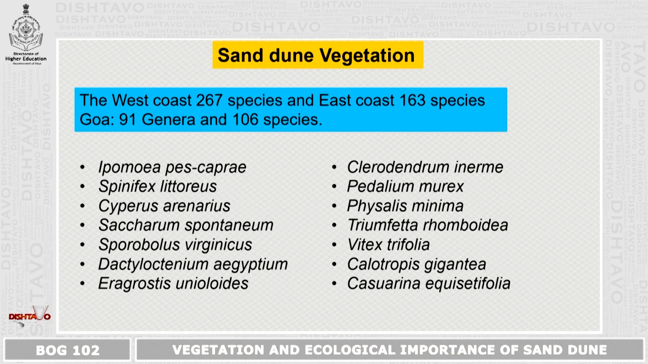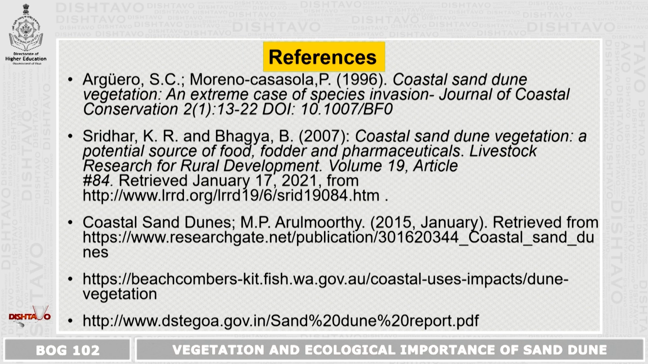Sand dune vegetation is very, very important so that our sand dunes remain stabilized and they act as natural barriers to save us from any storm or any destructive forces that might arise from the sea, as the first barrier. These are the references in which you can find this information that we have just gone through.